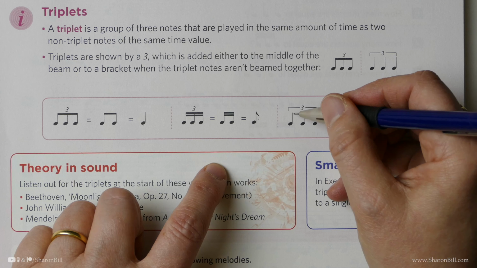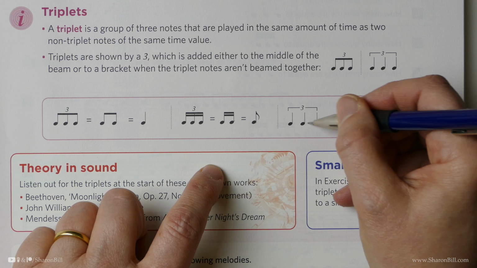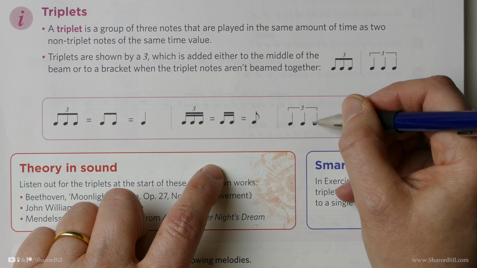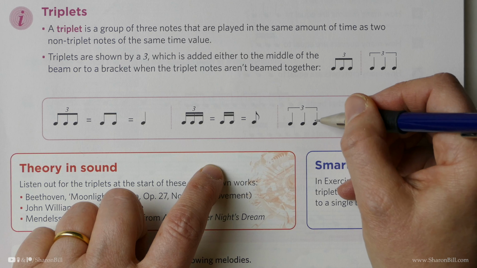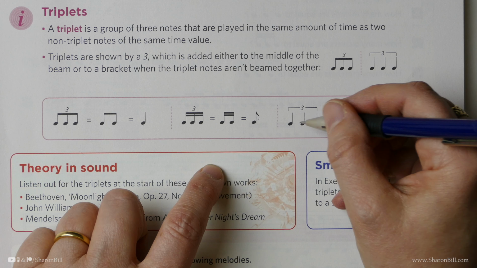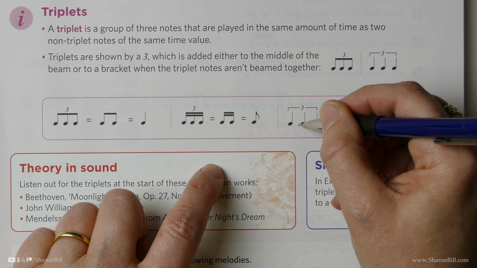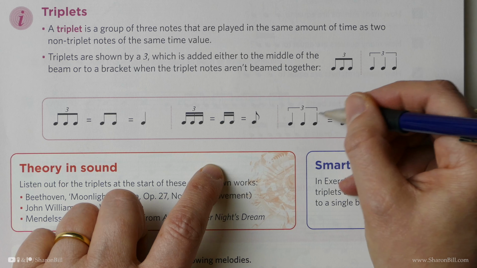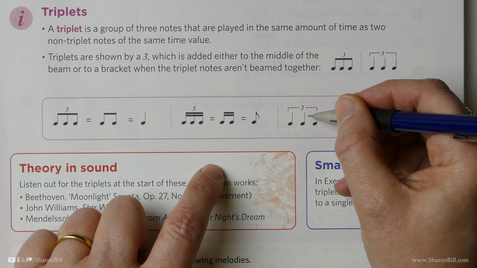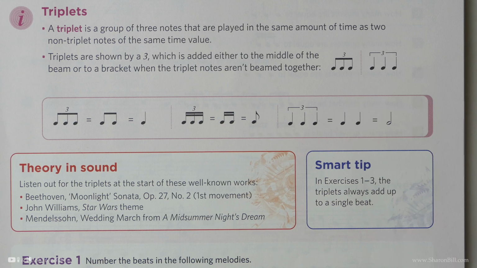I can't begin to comprehend how you would work out the maths to write this without using the triplet sign. It just doesn't bear thinking about how you would write a third of a beat. And so it just does the job for us without even having to worry about the maths.